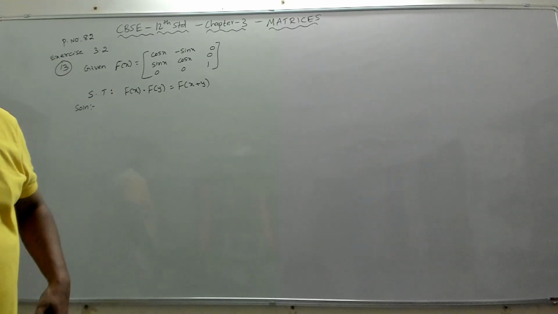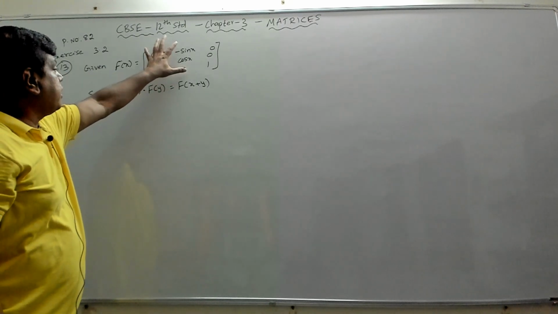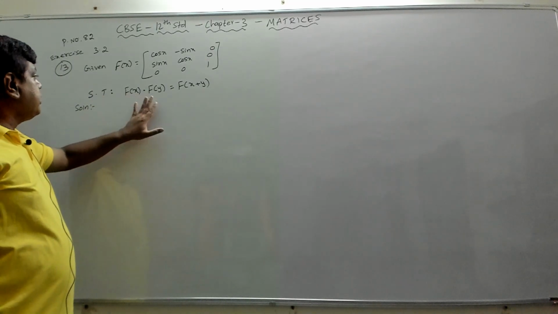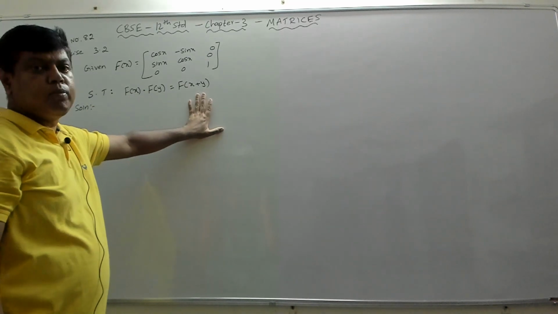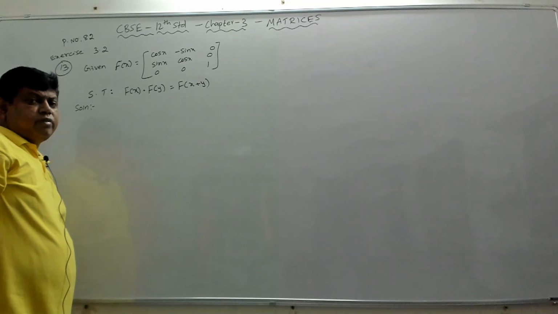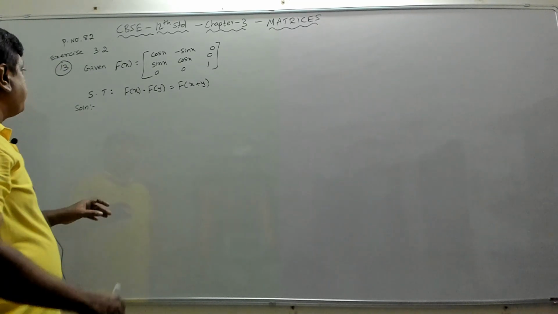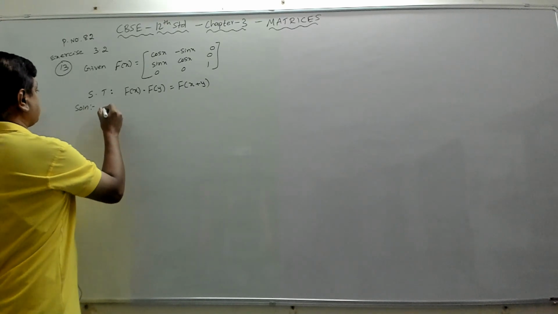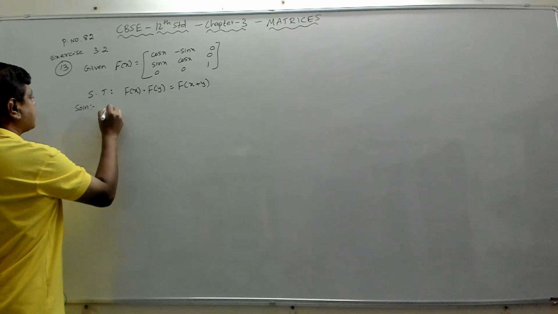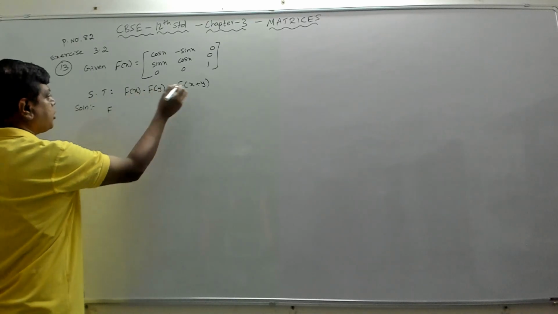So what it says is f of x is given as this matrix. We have to show that f of x into f of y is equal to f of x plus y. Let's try to find it. I'm starting with LHS, we have to prove RHS.